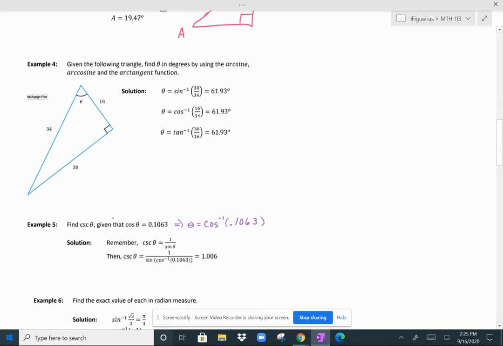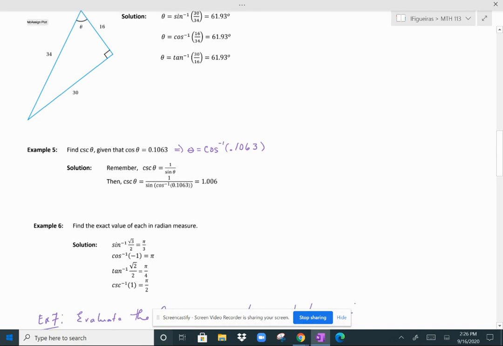All right, so here's another example of where we're not finding theta. We want to find the cosecant of theta, given that the cosine of theta is 0.1063. So I know that theta is cosine inverse of 0.1063, and I need that theta in order to evaluate cosecant. Remember, cosecant is the reciprocal of sine, because you don't have cosecant in your calculator, you have sine. So cosecant is 1 over sine of theta, and my theta gets replaced with this, so it's 1 over sine of cosine inverse of 0.1063. And this could be entered into a calculator all at the same time. You should practice using your calculator and get comfortable with it. And so that is 1.006.